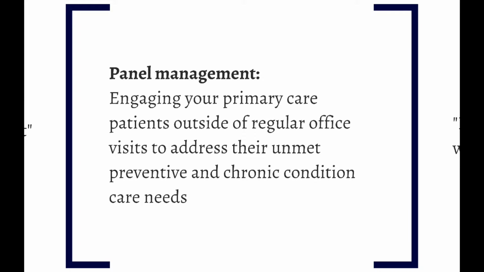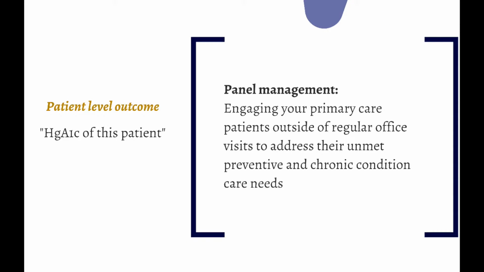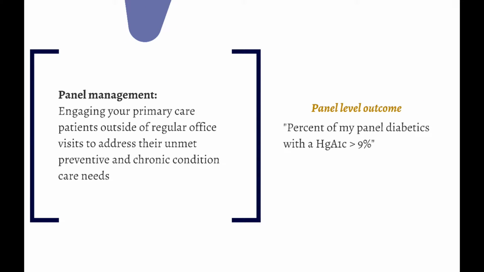What this requires is switching from thinking about patient-level outcomes, such as in this example the hemoglobin A1C of one particular patient, to panel-level outcomes, such as what percent of my panel diabetics has an A1C greater than 9%.